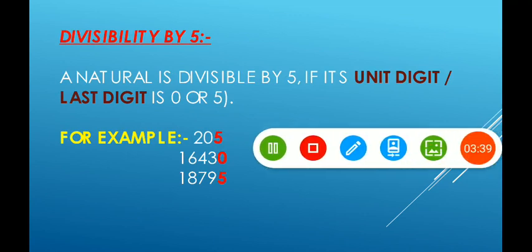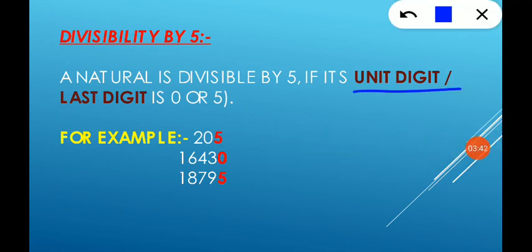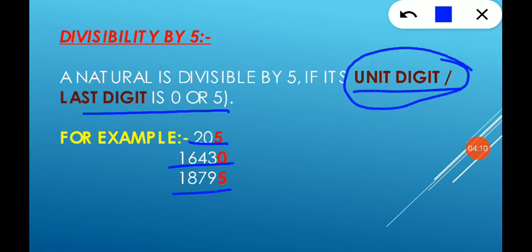It is very simple. You just have to check the unit digit, and if the unit digit is 0 or 5, then it is divisible by 5. For example, 205, unit digit is 5, it is divisible by 5. 16,430, unit digit is 0, so it is divisible by 5. 18,795, unit digit is 5, so it is divisible by 5. Just remember that the unit digit should be 0 or 5. It is the key point.